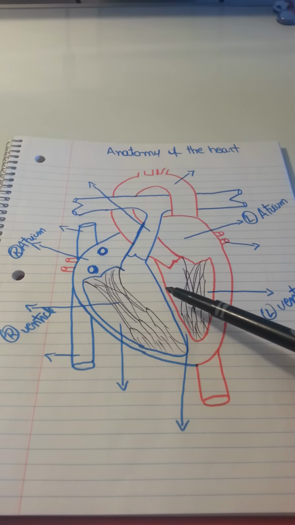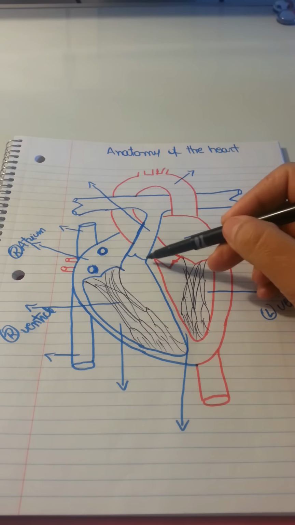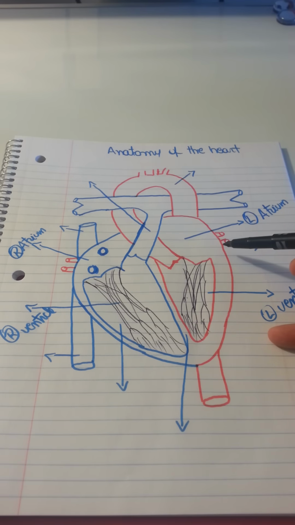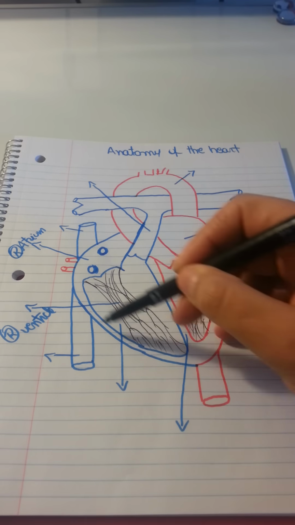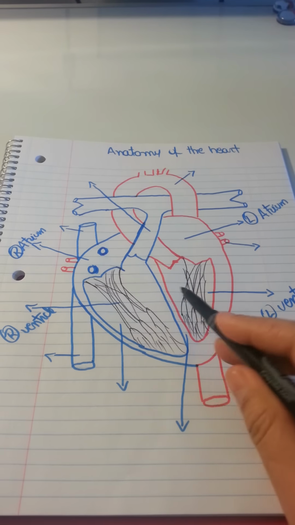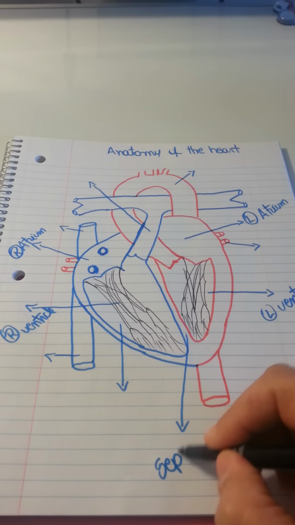What divides the heart into right and left is this muscle, and this muscle runs down this way, towards the left side and towards the right side of the heart. This division right here that makes a division between left and right is called the septum.